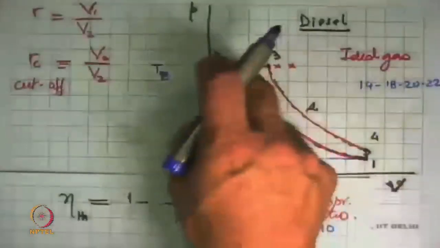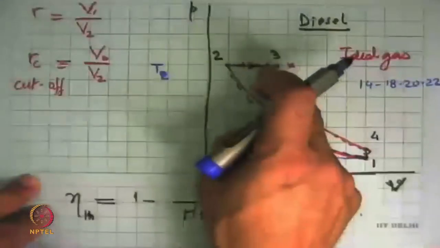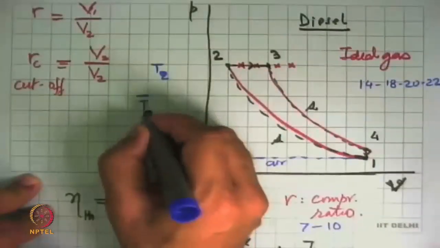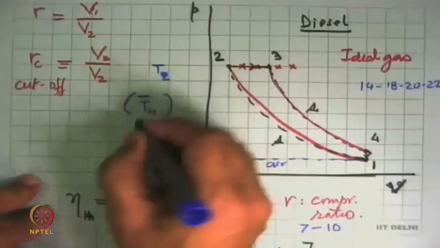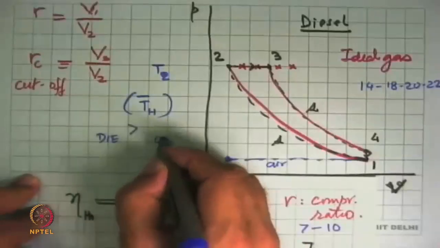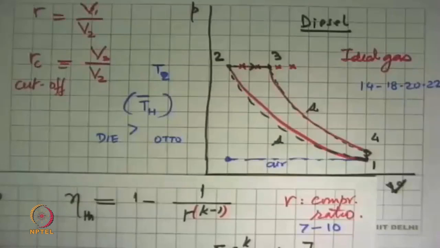So that gives an advantage to diesel cycles, that because of this higher temperature at which then heat input takes place, overall the average temperature at which TH takes place is greater for diesel cycle than for Otto cycle. And that's why diesel engines in general have higher efficiency than Otto cycles.